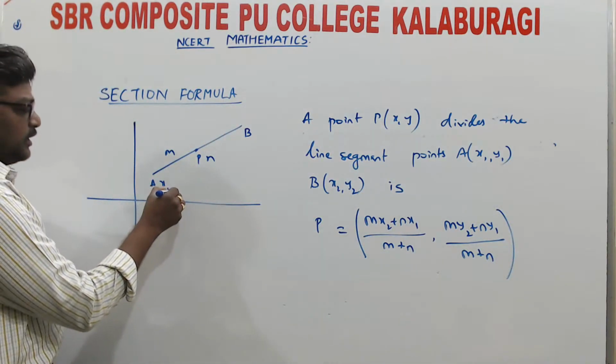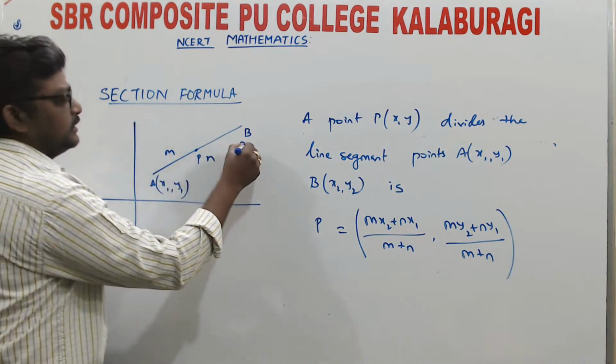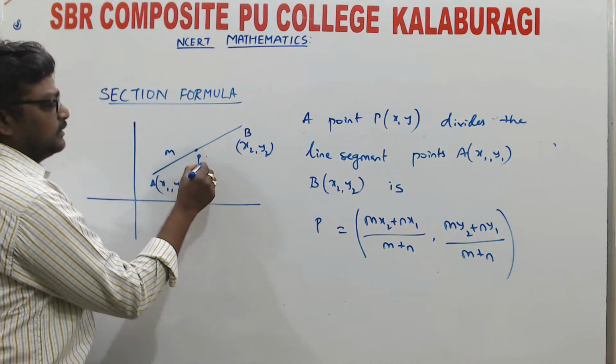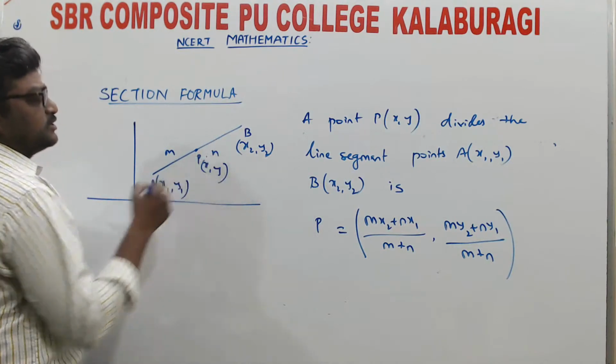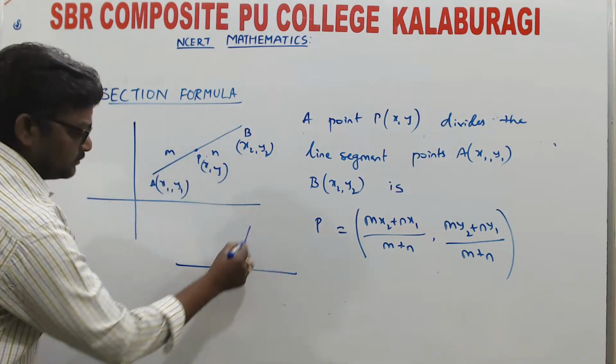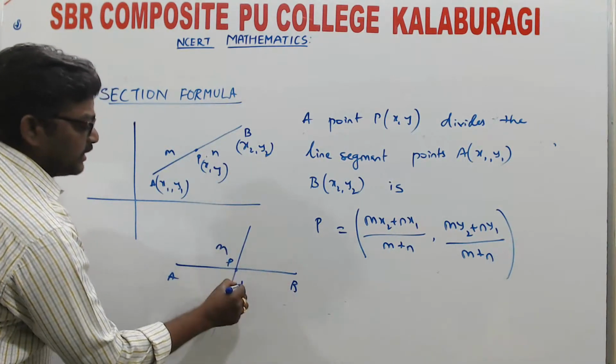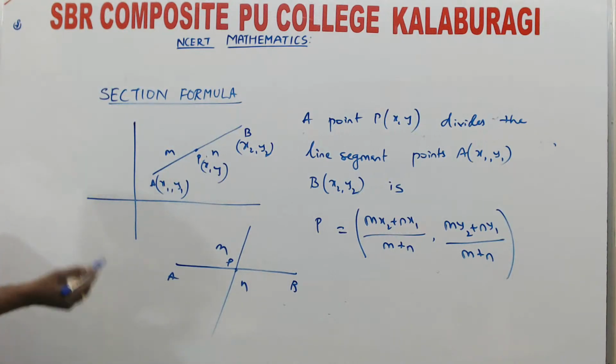We have taken this point as (x1, y1), this point as (x2, y2), and P we have taken as (x, y), dividing in the ratio m is to n, like this. This is the line segment AB divided in the ratio m is to n. This is the section formula.